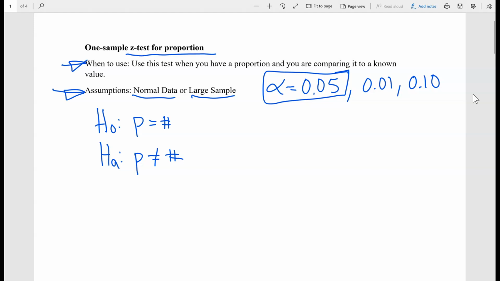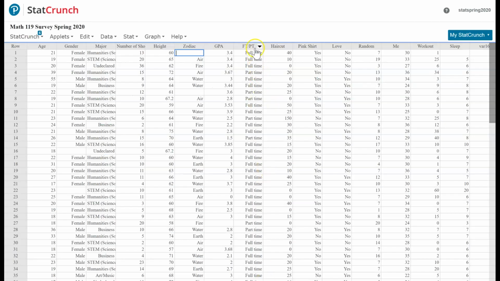Now, how do I know whether I should use a one sample z-test for proportions? Well, if you're comparing a categorical variable with a known number, then you might want to use this type of test. So if I go to my data, maybe I'm looking at the proportion of people who are full-time. Maybe I think that the proportion of full-time people is going to be 50%. I think that at Mesa College, about 50% of students are full-time. So that's maybe my hypothesized value.